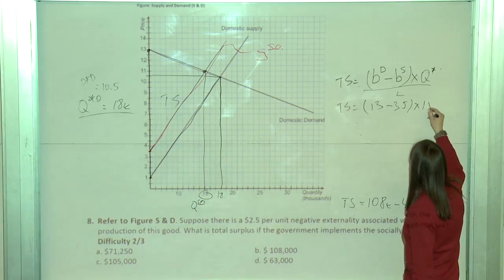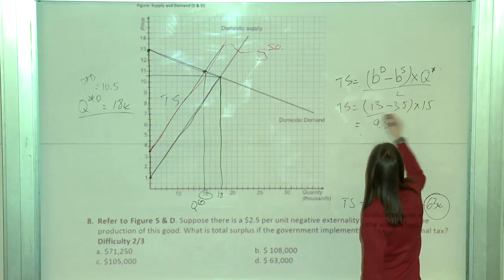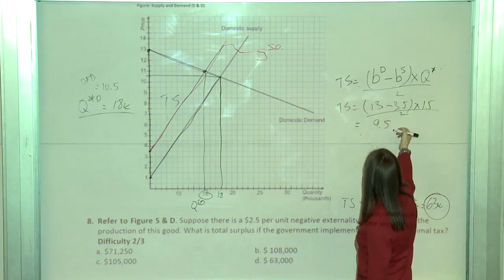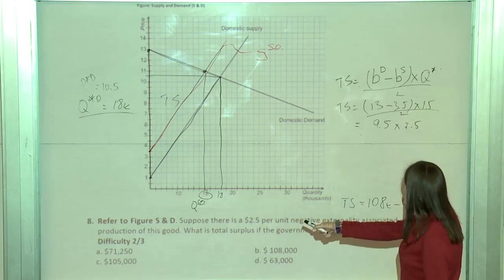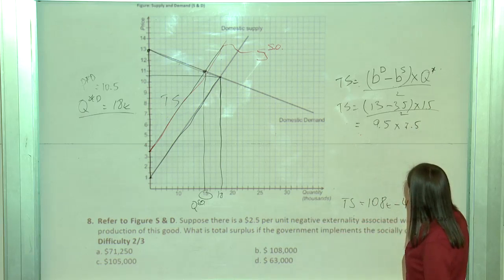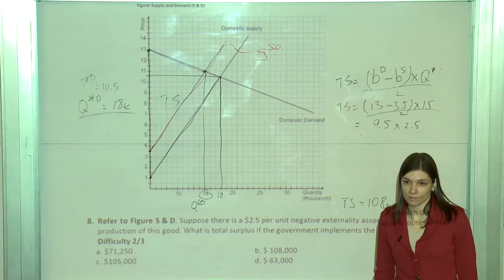And did I say 15? Okay, so this is 9.5. Oh, sorry, the whole thing divided by 2. So 9.5 times, well, 15 divided by 2 is 7.5. So that's 71,250.